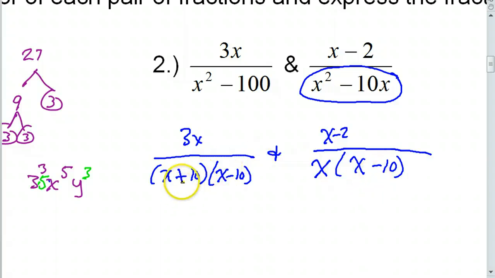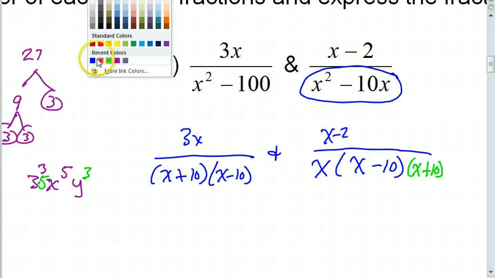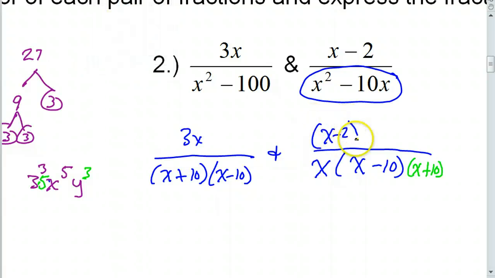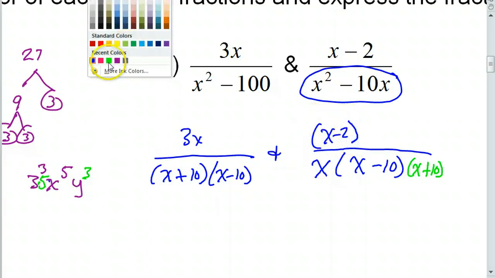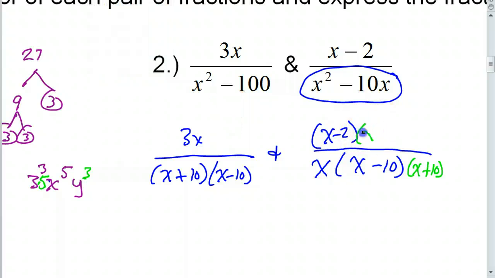Okay, so the left side has an x plus 10. Does the right side have an x plus 10? No, so I have to give it one. So I have to give it an x plus 10. If I put it in the denominator, I need to put it in the numerator as well. Let me put parentheses around this. So I'm going to give it an x plus 10, but I've got to do numerator and denominator, so I'm not really changing anything.